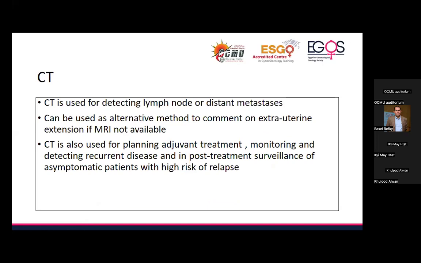CT is not sensitive for endometrial carcinoma, but assesses the abdominal extent of the disease, if associated with iliac or aortic lymph nodes, if associated with extrauterine extension, if it is more advanced disease, or if we are planning neoadjuvant treatment before doing surgery.